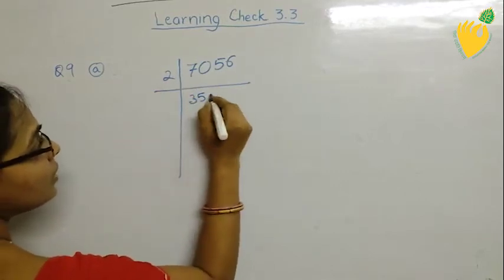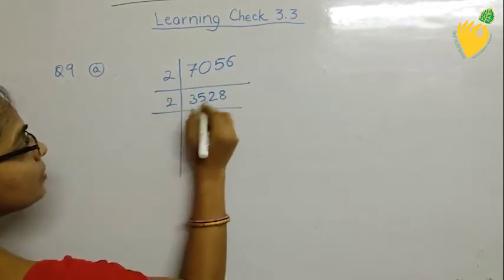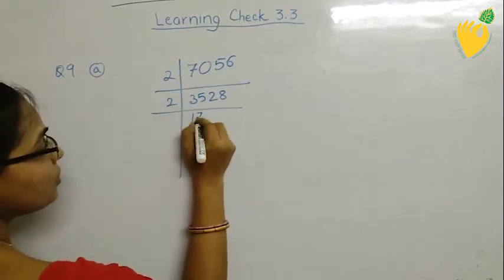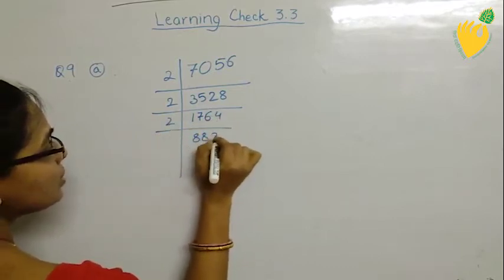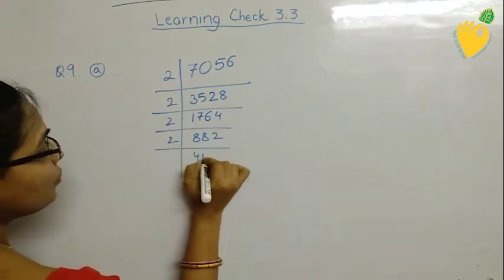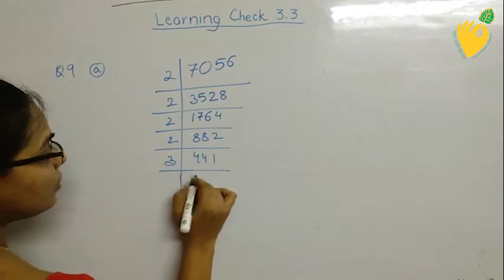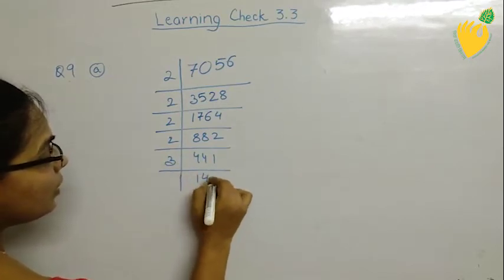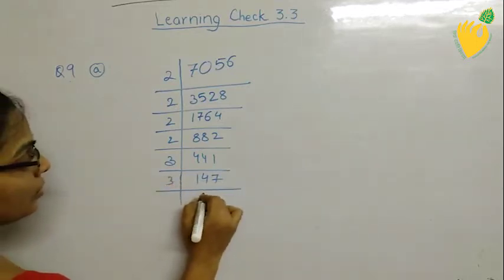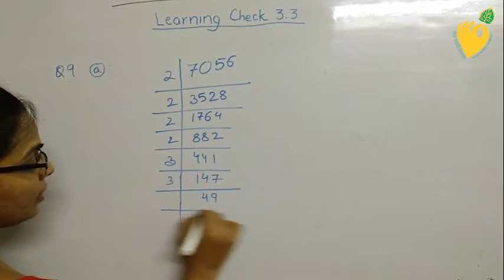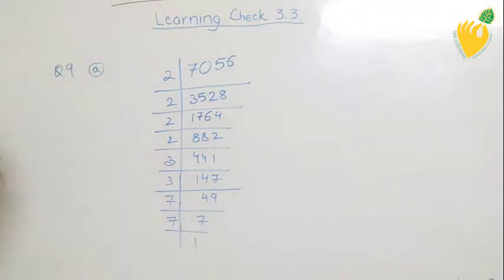See, it is divisible by 2 and 2 is a prime number. 2 3 is 6, 2 5 is 10 and 2 2 is 4, 2 8 is 16. Again it will be divisible by 2, 2 1 is 2, 2 7 is 14, 2 6 is 12, 2 4 is 8. 2 8 is 16, 2 2 is 4. Now it is divisible by 3, 3 1 is 3, 3 4 is 12 and 3 7 is 21. 3 4 is 12 and 3 9 is 27. Now it is divisible by 7, 7 7 is 49 and 7 1 is 7.